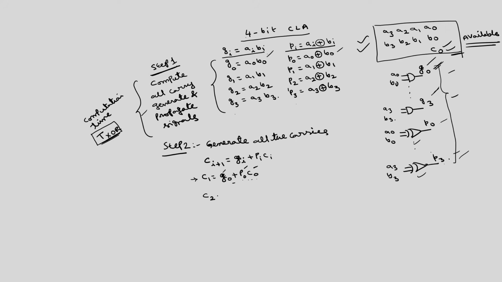Now, C2 is given by G1 plus P1 C1. If I compute this C2 using this expression, then only after generating C1 can I compute C2. But in this step, I want to generate all the carries simultaneously. For that, you have to substitute this C1 here: G1 plus P1, and what is C1? G0 plus P0 C0.